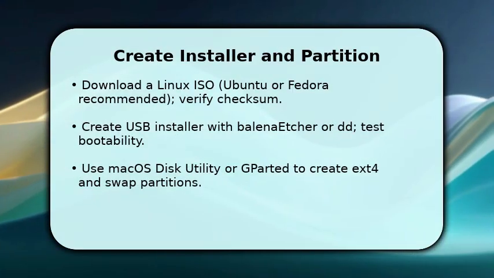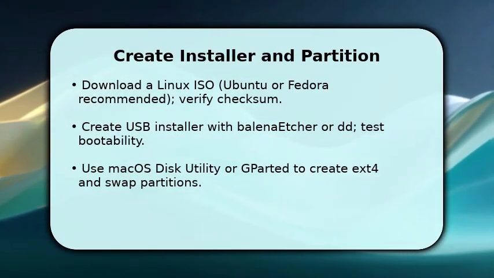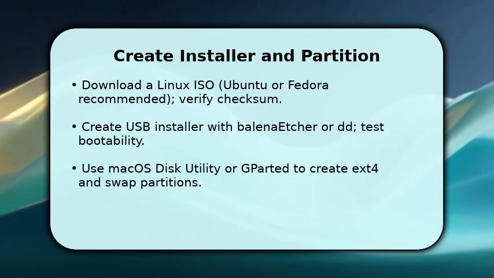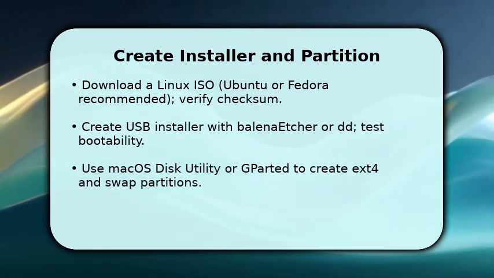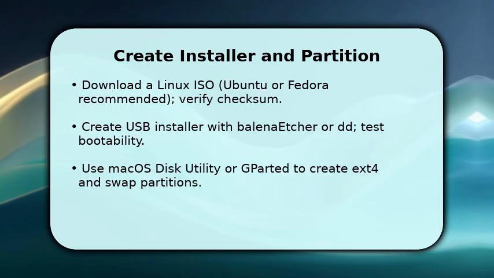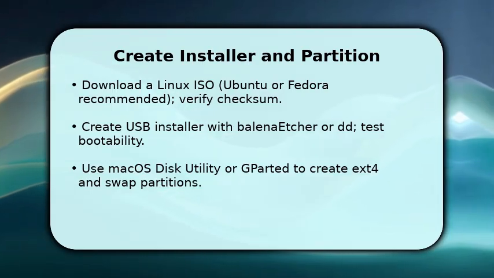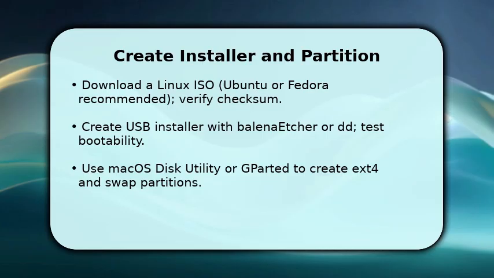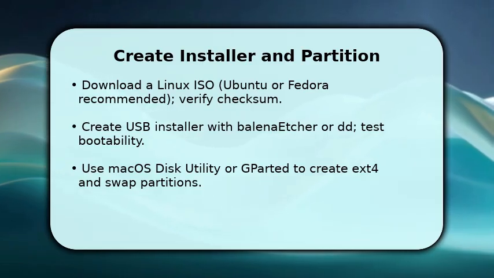You now build the installer and partition the free space. Download a compatible Linux ISO and verify its checksum so you don't boot a corrupted image. Create a USB installer with Balena Etcher or dd. Confirm the Mac can see it by holding Option/Alt at boot.